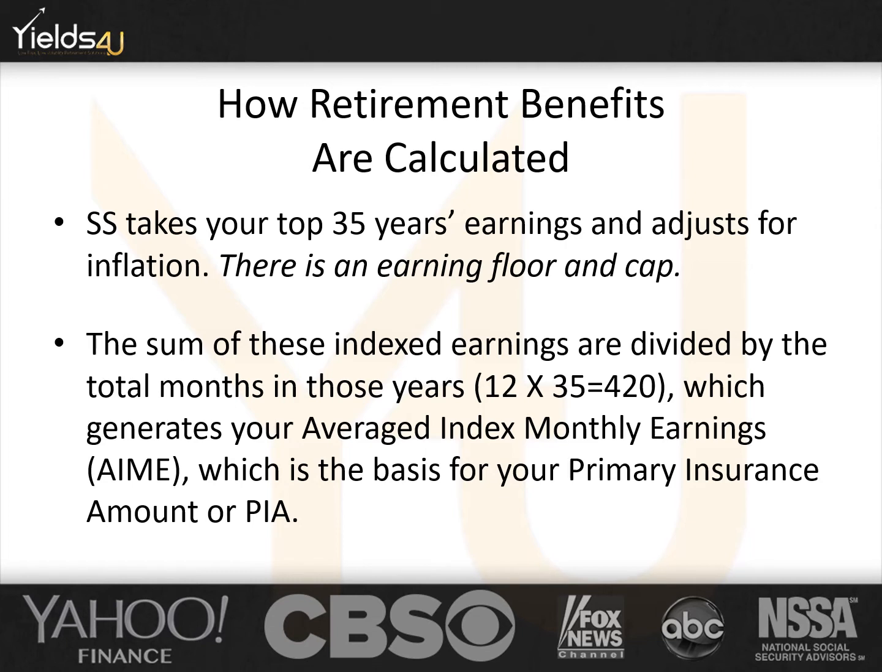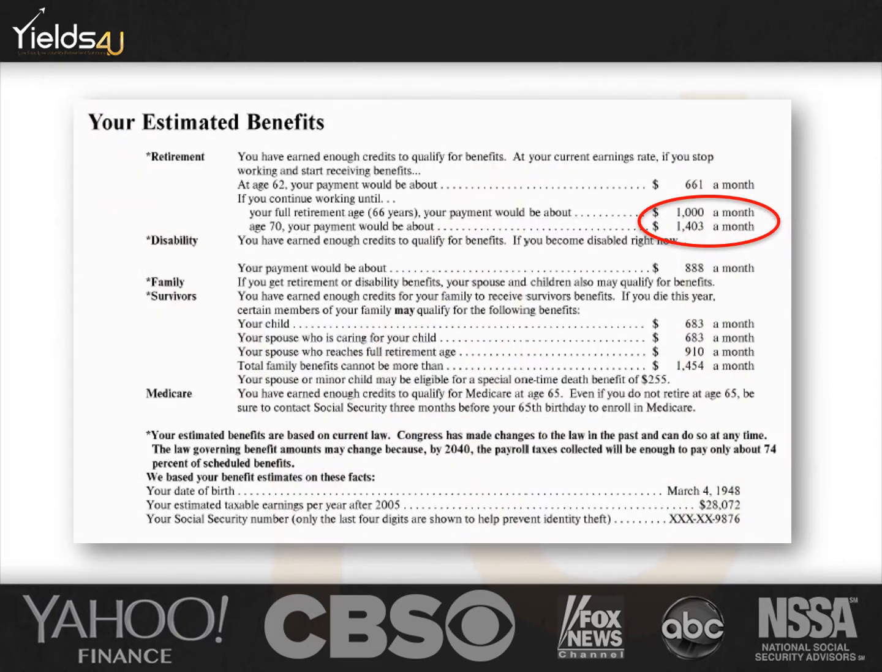Once the government is done fiddling with your numbers, they then average it across 420 months, which is the 35 years, and adjust it some more, and that number becomes the basis for your primary insurance amount, or PIA. Your PIA is what all your benefits are based on. When you look at your Social Security statement, you're going to see a list of the benefits you're qualified for and the amounts you're eligible to receive.